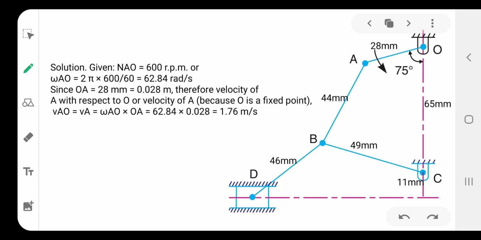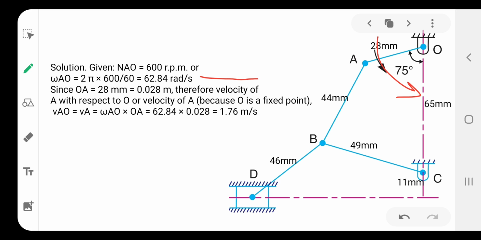In this problem, first of all we know the speed of this crank is 600 rpm. So from this speed we have to calculate first the angular velocity of this crank OA, or AO, equal to 2 pi N upon 60.